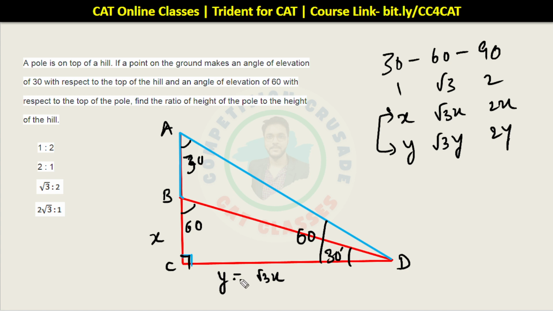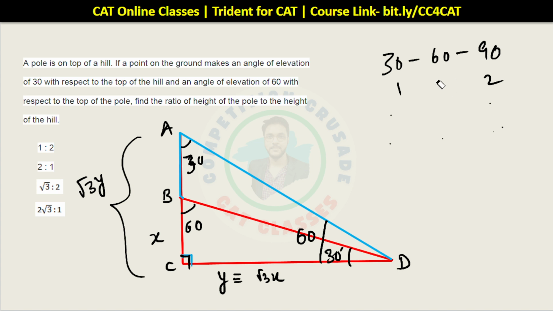Now this y is equal to root 3 x. Opposite 60, this entire thing will be root 3 y. Okay, at this point what is it that they have asked? They have asked you to calculate the value of AB upon BC, I hope, that is, find the ratio of the height of the pole to the height of the hill.